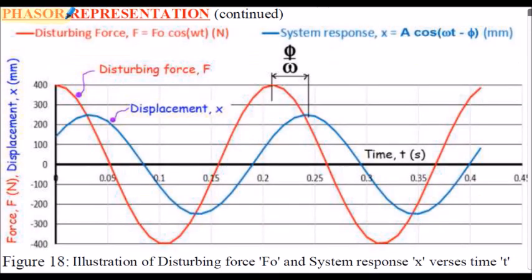Phasor representation continued. Here's figure 18. And this shows a plot of force F in newtons and displacement x in millimeters against time t in seconds. So we can see that the disturbing force here, F, leads the displacement here by phi upon omega. That's termed the lag of our system.